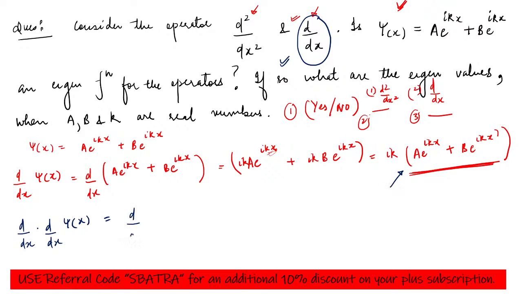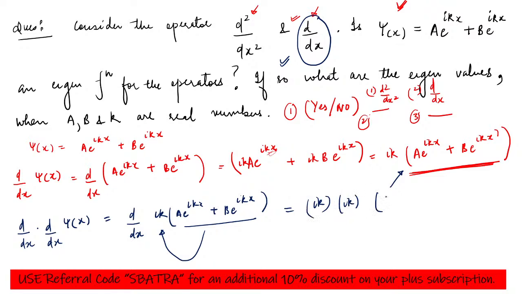So what we can do, d by dx, iota k, then we have e to the power iota kx plus b e to the power iota kx. We just saw that this differentiation will give us iota k as the constant value with this function back. So I'll just use this here. That means differentiating this function again will give me iota k. So basically I'll have iota k and iota k with this function, e to the power iota kx plus b e to the power iota kx.